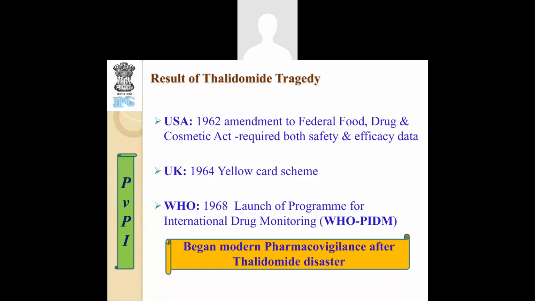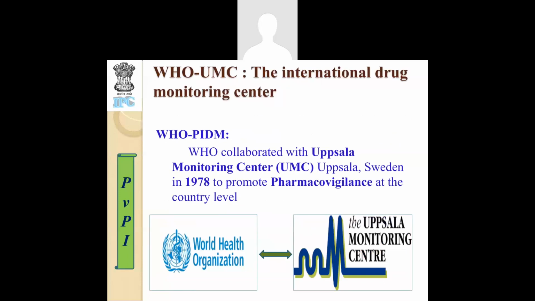Worldwide, WHO UMC is the global center for drug monitoring, called the Uppsala Monitoring Center. WHO, you know the full form, and Uppsala Monitoring Center, UMC. It is situated in Uppsala, Sweden. It collaborated with WHO PIDM in 1978 to promote pharmacovigilance at the country level. Currently there are 180 countries involved in this international drug program, reporting adverse drug reactions. India is one of the countries.